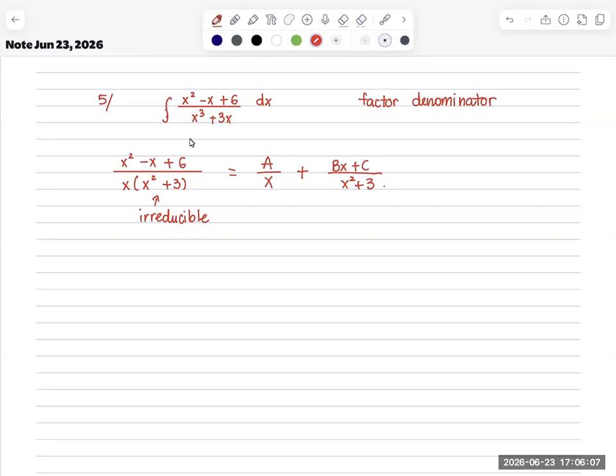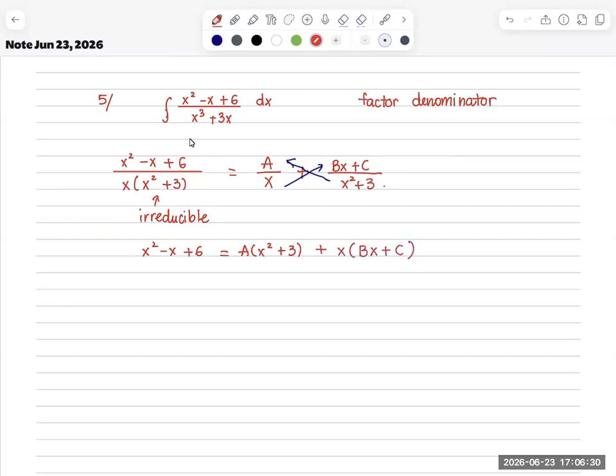We do the same way that we did in class. We cross multiply and then drop the denominator. So I will have x squared minus x plus 6 equal to A times x squared plus 3, plus x times Bx plus C.